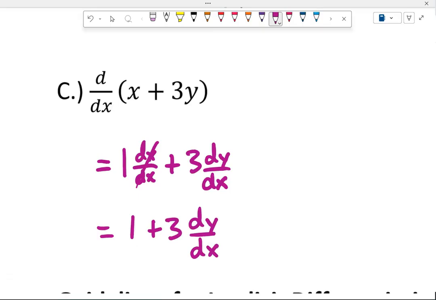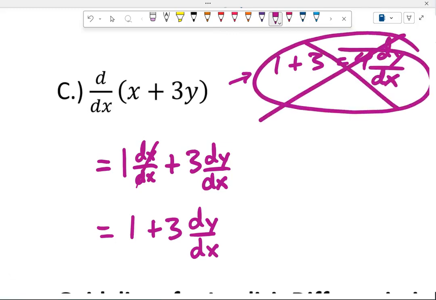Please do not say that that's 4 dy dx. It is not. I had somebody earlier today, they tried to take the derivative and said, hey, that is 1 plus 3 equals 4 dy dx. That is wrong. Don't do it. If I look down here, 1 does not have a dy dx. It's not a like term. I can't combine it. Okay?